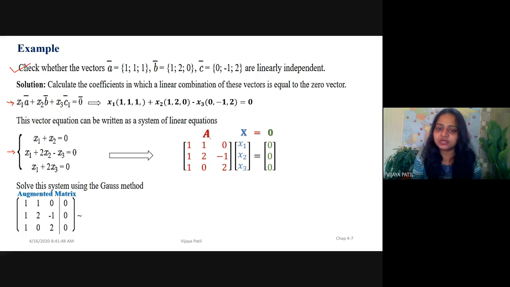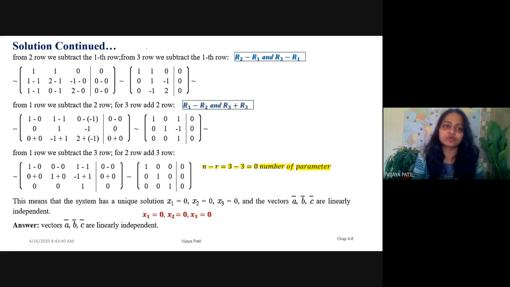The same I have formed here, Ax equals 0, then my augmented matrix. Then I go with these transformations, and after the transformations, if you observe this matrix, now I'm not going to explain everything, you just have to do this as an exercise. So this is 1 1 1. That means if you observe the number of parameters, n minus r, that is 3 minus 3 equals 0. That is the number of parameters.